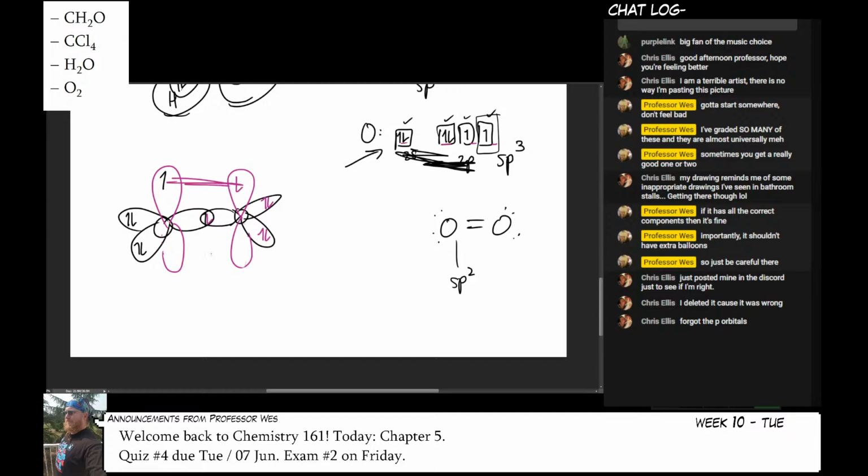Here's a bond. We're using 2p orbitals from oxygen. This is a sigma bond in the middle. That's going to be our oxygen sp2 bond. And then non-bonding, non-bonding. There you go.